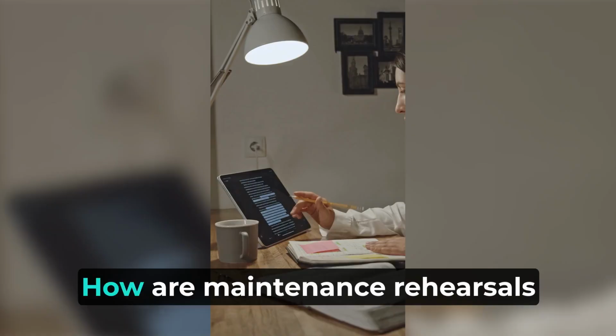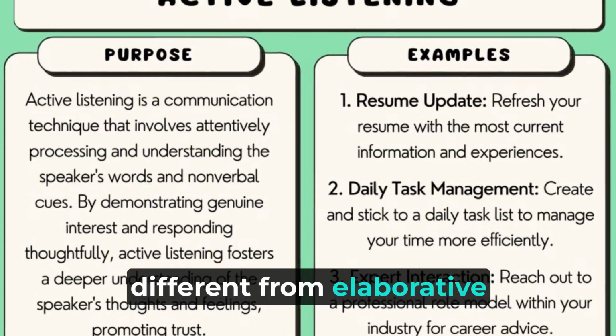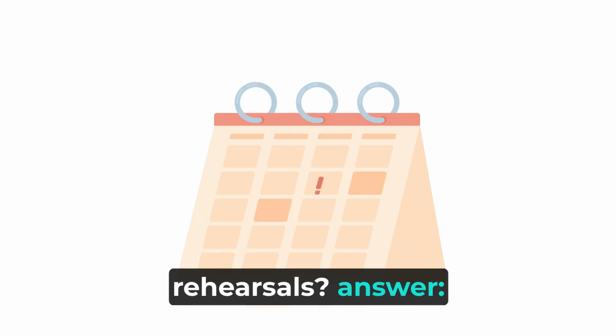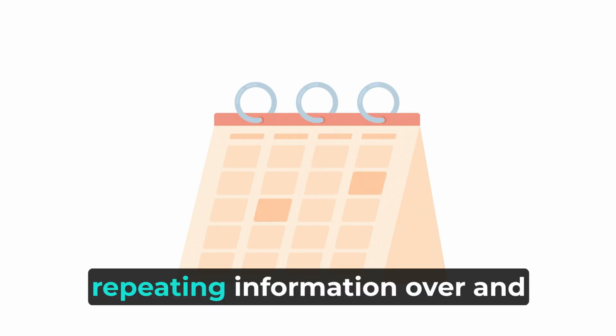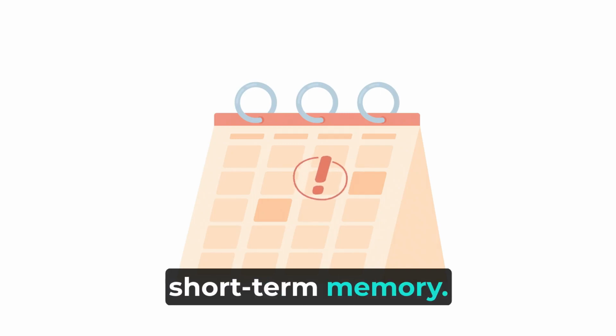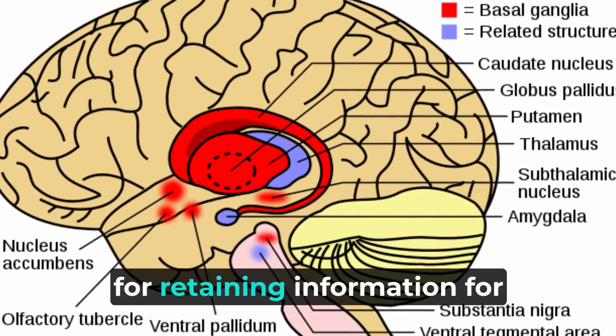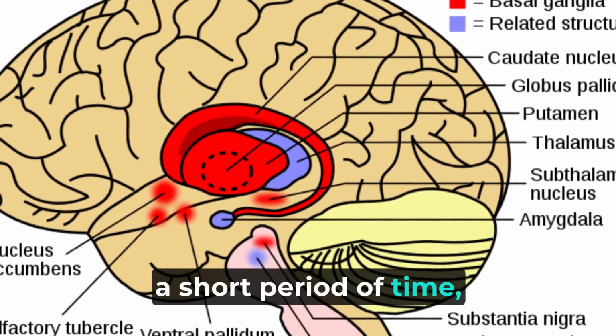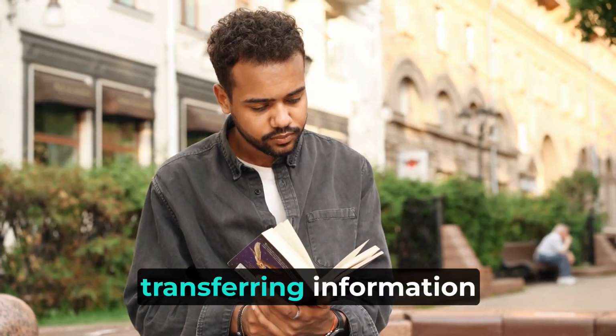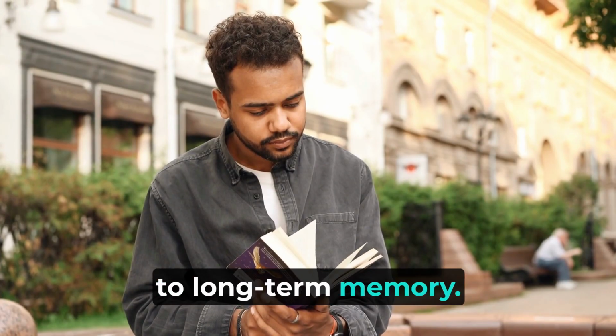Question 3. How are maintenance rehearsals different from elaborative rehearsals? Answer. Maintenance rehearsals involve repeating information over and over again to keep it in short-term memory. This type of rehearsal is useful for retaining information for a short period of time, but it is not effective for transferring information to long-term memory.